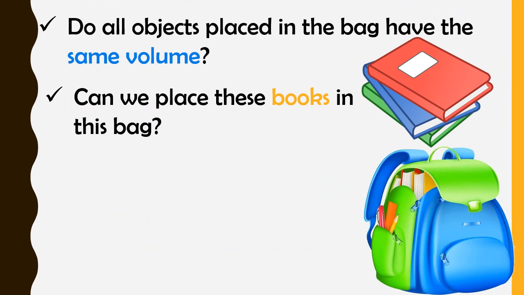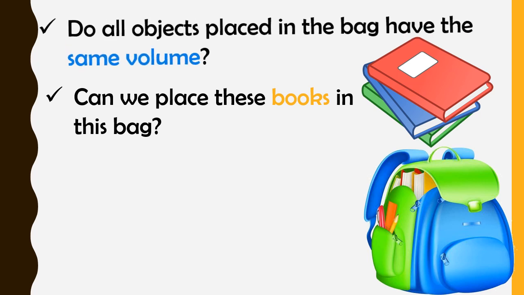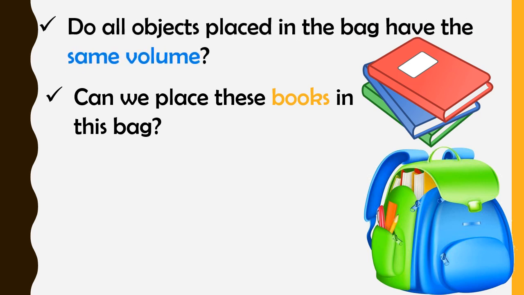Now look at this school bag. It is full with objects inside it. We have books, pencil, ruler, pen, and maybe many more things that we can't see, which are hidden inside. Do all objects placed in the bag have the same volume? Look, does the book take the same space as the pencil? Of course not. Each object has its own space, so it has its own volume.